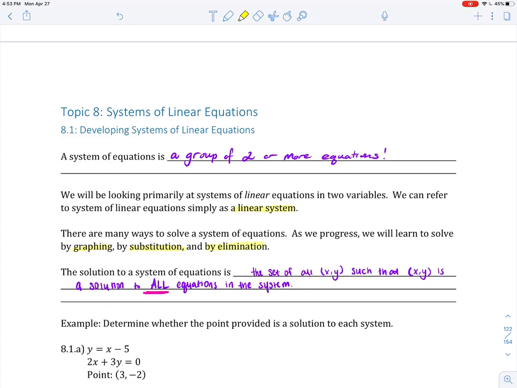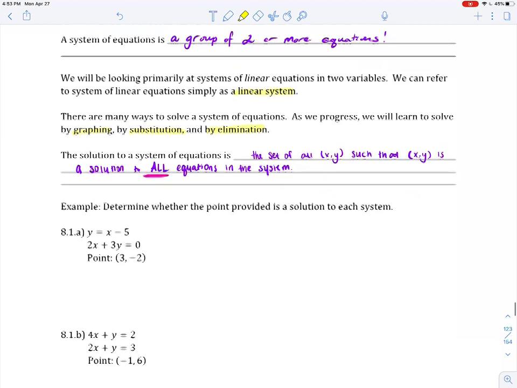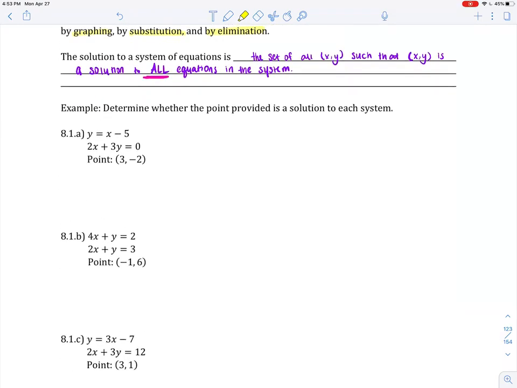We're going to look at graphing, substitution, and elimination. But first of all, we're just going to look at what a solution looks like. A solution to a system of equations is the set of all xy coordinates such that that xy coordinate is a solution to all equations in the system. It is not enough just to be a solution to one of the equations. It has to be a solution to all of the equations.